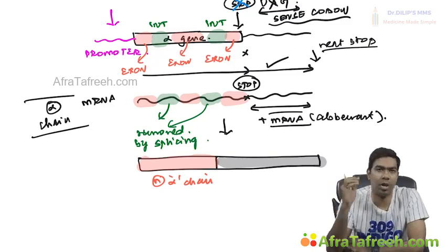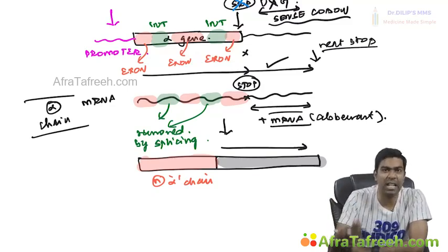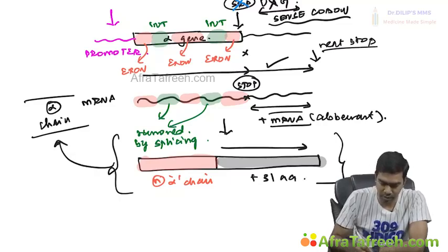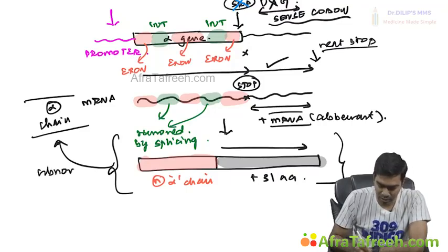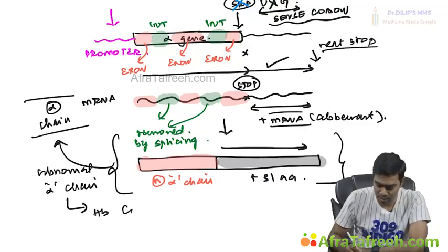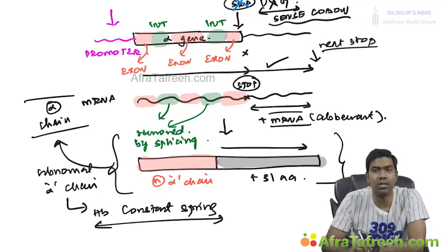Because of the stop codon mutation, a point mutation in the stop codon has changed it to a sense codon. Because of that, you have created this additional alpha chain, which is extended by usually 31 amino acids. This abnormal alpha chain, which has that excess of 31 amino acids, is what we refer to as hemoglobin Constant Spring.